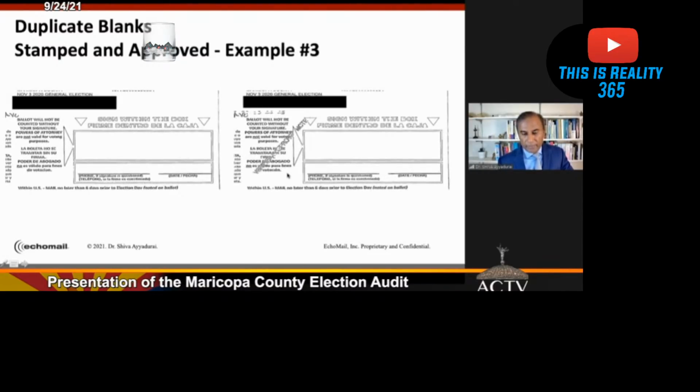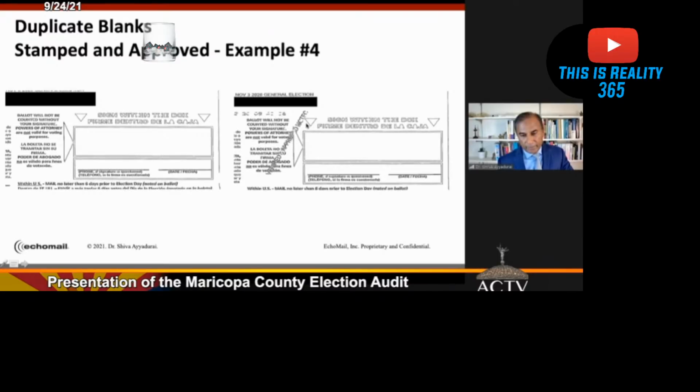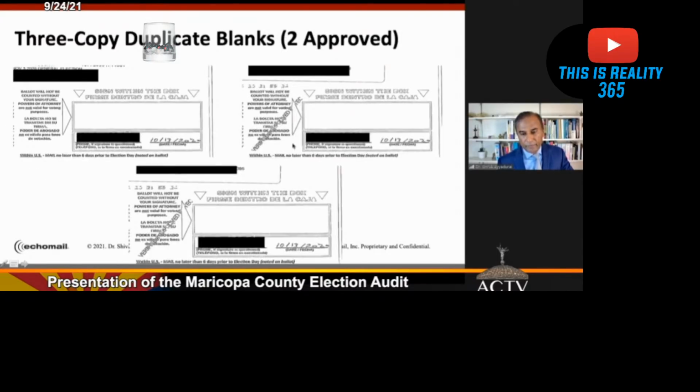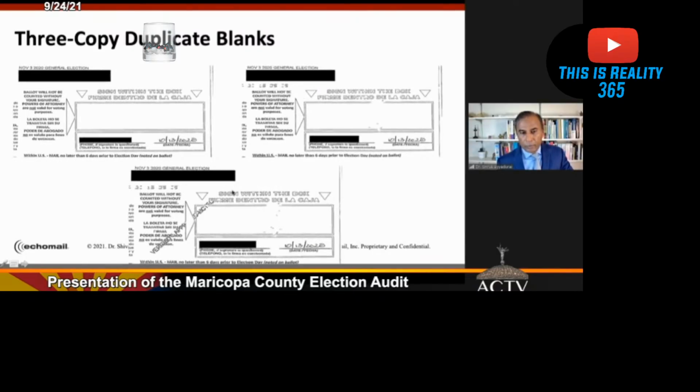Here's another one, example 3. Two duplicates, the blank being approved. Same here, 4th example, and there are many others, but these are pure blanks, and they're being approved. In fact, this is a 3-copy duplicate, where 2 are approved. So 1 voter sent in 3 copies, and 2 got approved. Another one is a 3-copy duplicate, where 1 is approved.